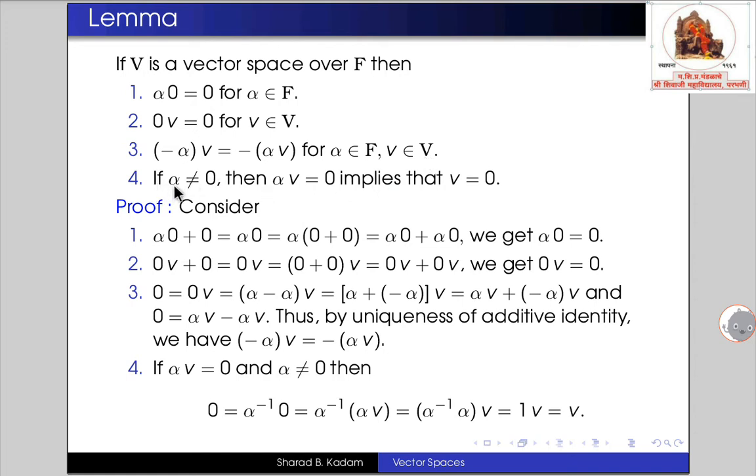And next, if alpha not equals to 0, then alpha into V equals to 0 implies that V equals to 0. So first we will consider these two conditions. In the first condition, alpha is a scalar whereas 0 is a vector. In the second condition, 0 is a scalar and V is a vector.